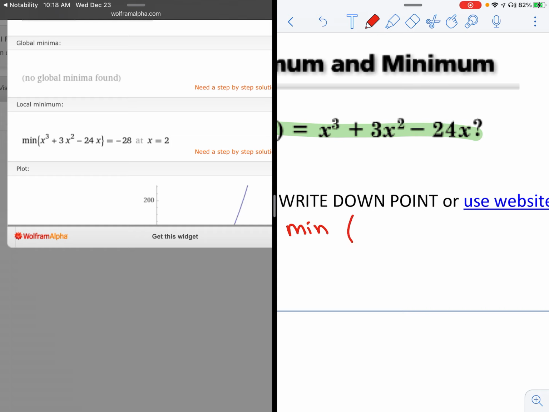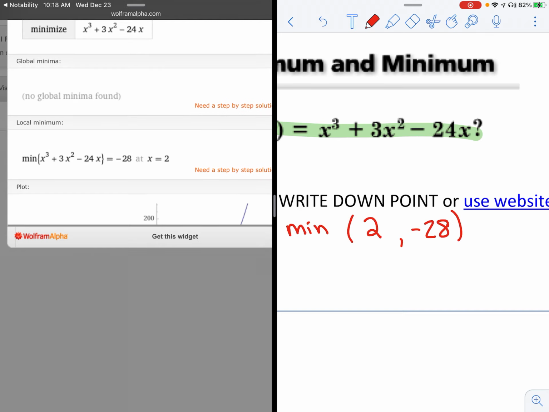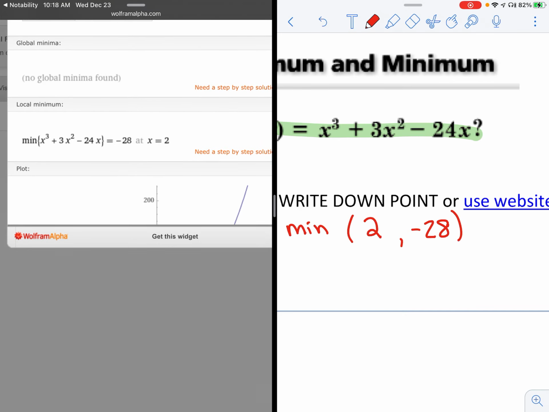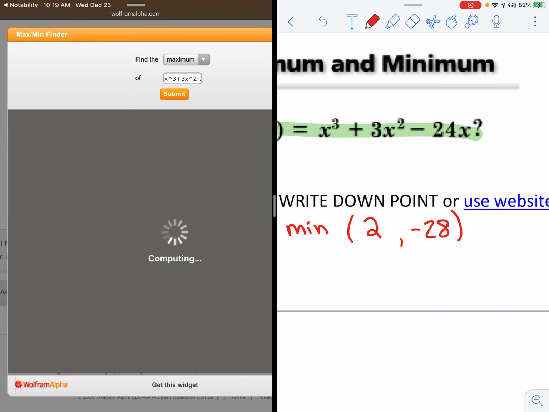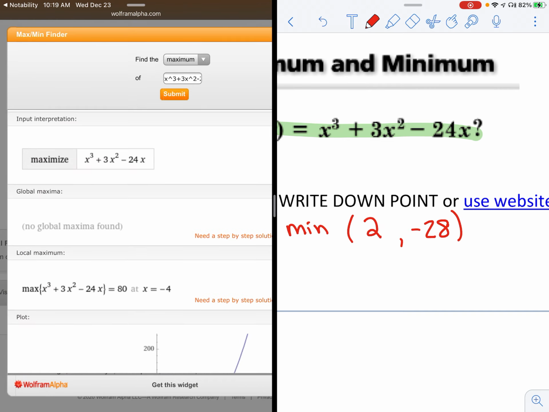This website is actually really nice. Now, in calculus, Miss Miles will teach you how to actually do this using calculus. So the minimum, you're going to say it's at x equals 2, and it is a negative 28. And then what we're going to do is switch this, pull down here, change to see. I'm learning new tricks too. Hit submit. Let's take a look at the maximum of this. So the maximum is going to happen where x is negative 4. And look at that, y is actually 80. That's a crazy maximum. But I mean, it is what it is.